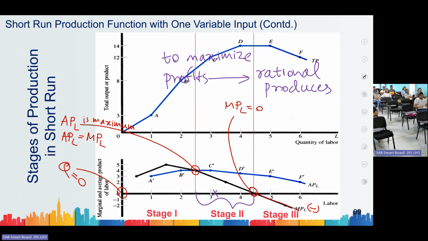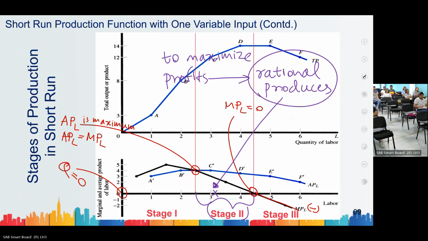So let's see how a rational producer decides this level of production. Still we don't know where this rational producer will operate. We only know that whatever the level, that level will be within stage 2. That is the only information we know from theory. Now we are going to find exactly at what level this rational producer will operate. That is our next task.